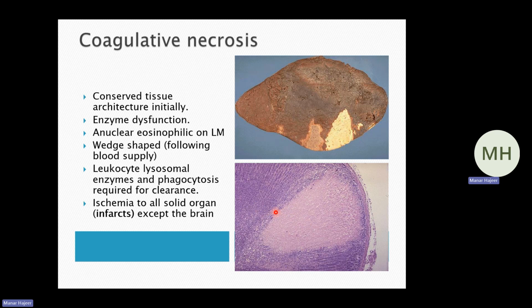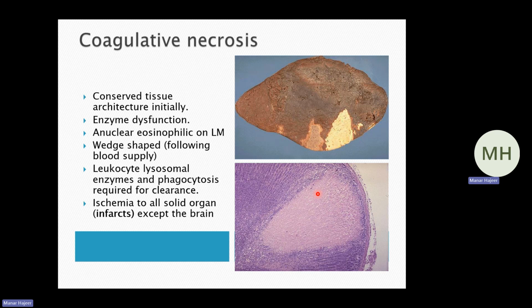ليش بصير في عندي هالconserved architecture؟ لأنه الإسكيميا بتعمل لي enzymatic dysfunction للإنزيمز اللي موجودة في السيلز. So these enzymes اللي هي مسؤولة عن ال degradation وال damage will be non-functional، فرح تضلها الخلايا محافظة على شكلها for at least few days, 1, 2, 3 days before the onset of the damage and the inflammation.